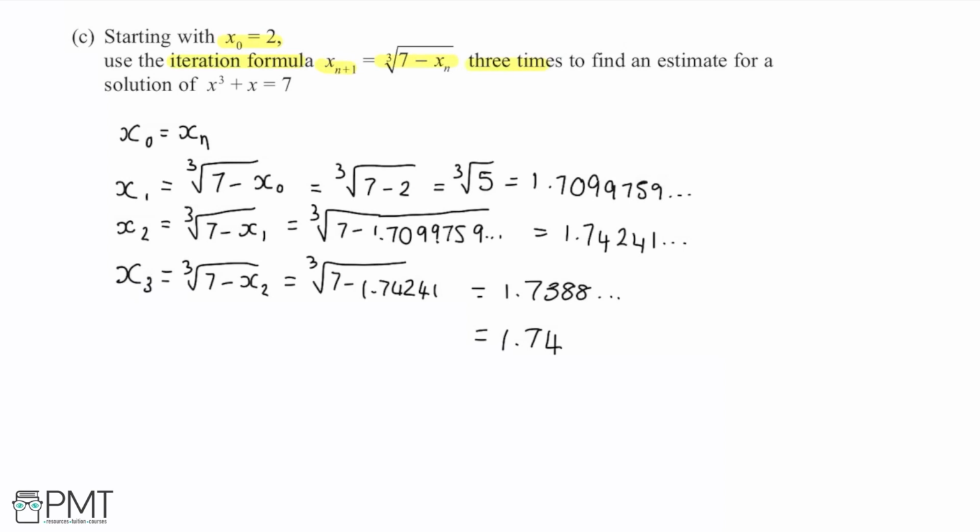So as for how the marks are awarded for this question, the first mark is for a substitution of 2 into the formula. So substituting 2 in and getting out this value here of 1.7099. The second mark is for a substitution of x1 to give x2, so this point here. And then the third and final mark is for an answer in the range of 1.738 to 1.74, and we've given that here correctly as the final answer of 1.74.